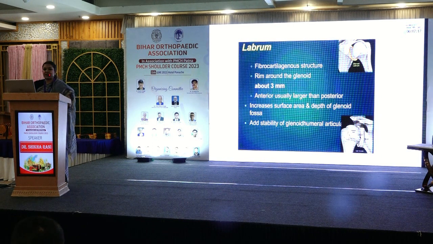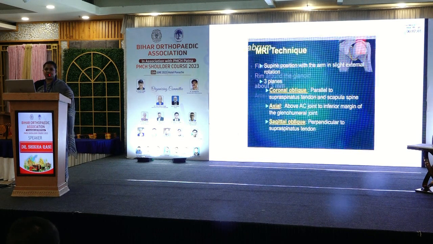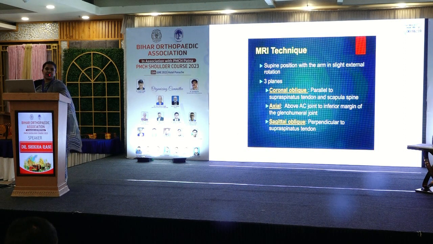Since the cavity is very small, the labrum, which is a fibrocartilaginous structure, provides stability to the joint. Like any other joints in the body, here we will see the same thing again and again. This labrum is a triangular part. Now the technique of the MRI. In MRI, it has already been classified that MR arthrography is far better than normal MRI.